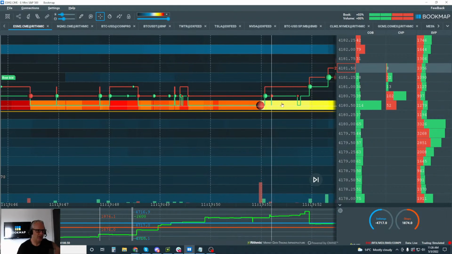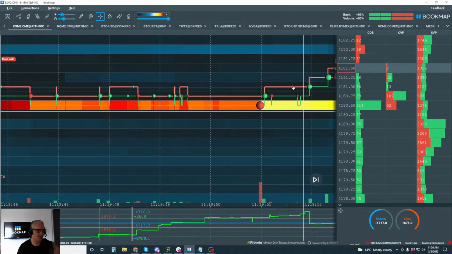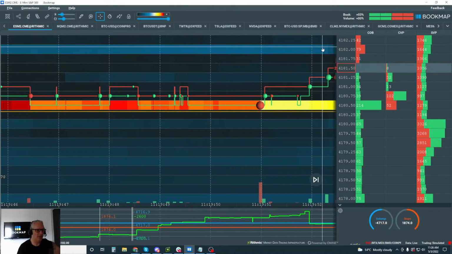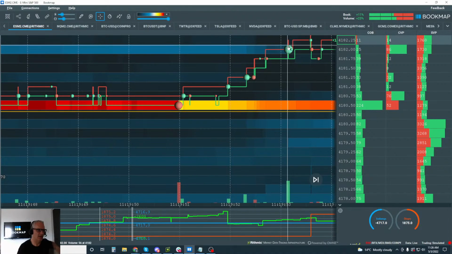Sellers try it again here and here. No one's interested. Now we're getting buyers back up here, and let's see them push it back up into maybe 82. And there you go.